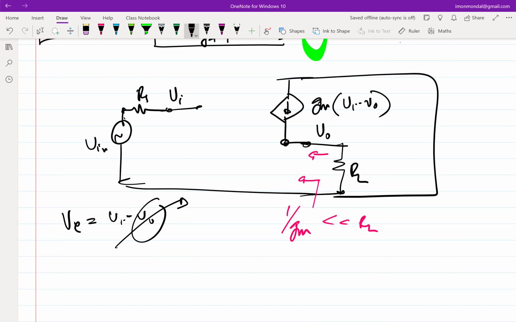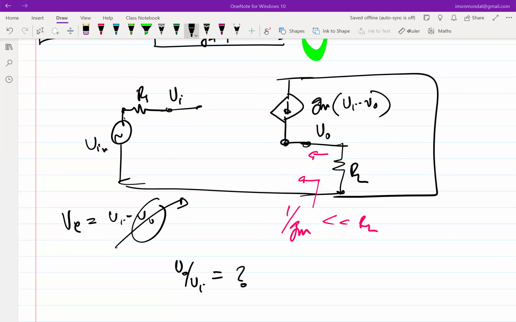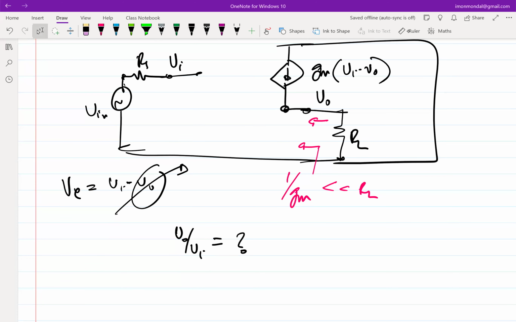So the next thing I would like to do is a brute force analysis of V naught over VI, and then see what happens if this condition is satisfied. So can you do that? Find out V naught over VI. Let's do a KCL at V naught, and you will get V naught over VI equal to GMRL by 1 plus GMRL, right?